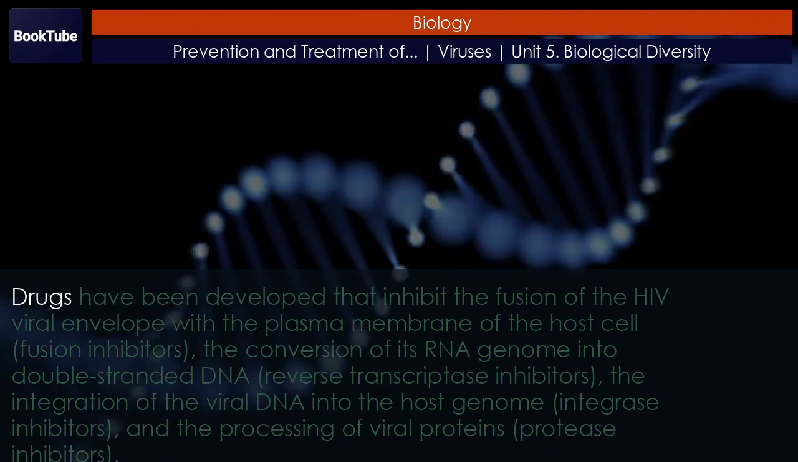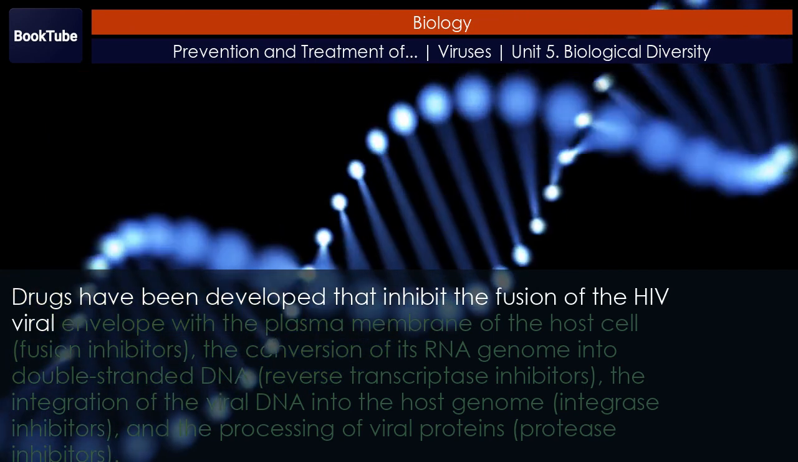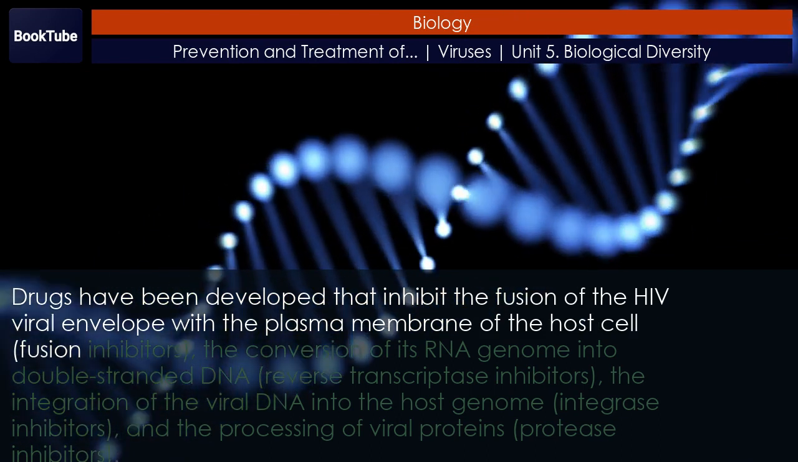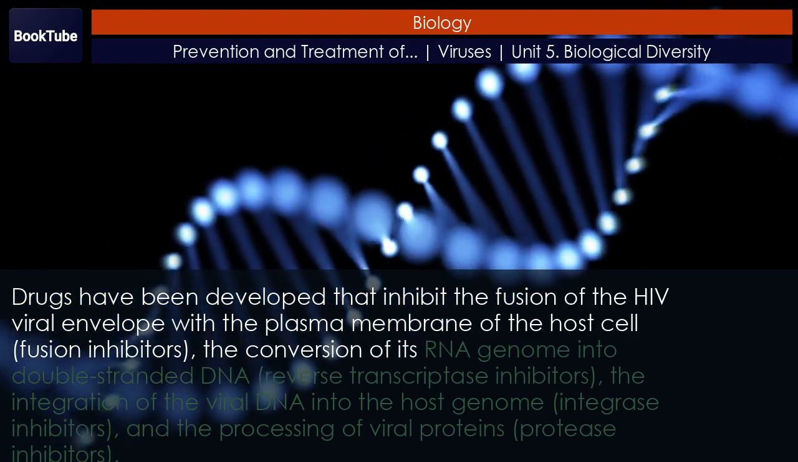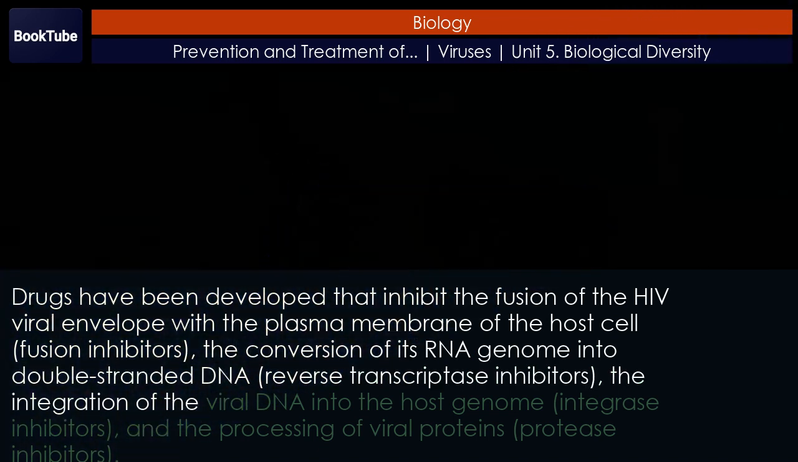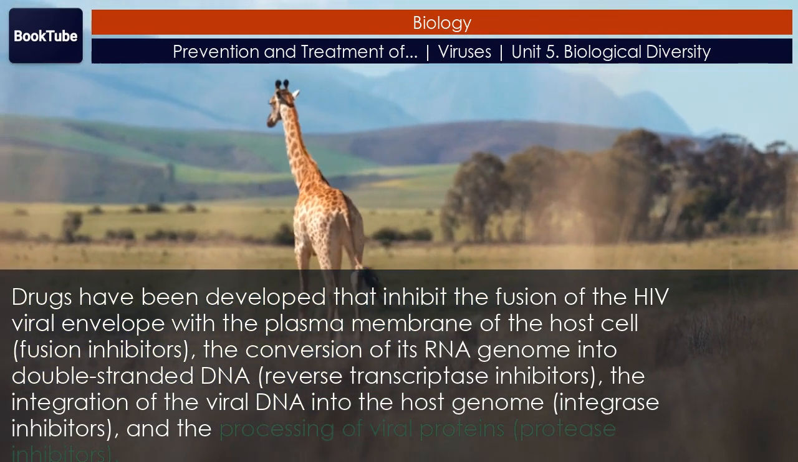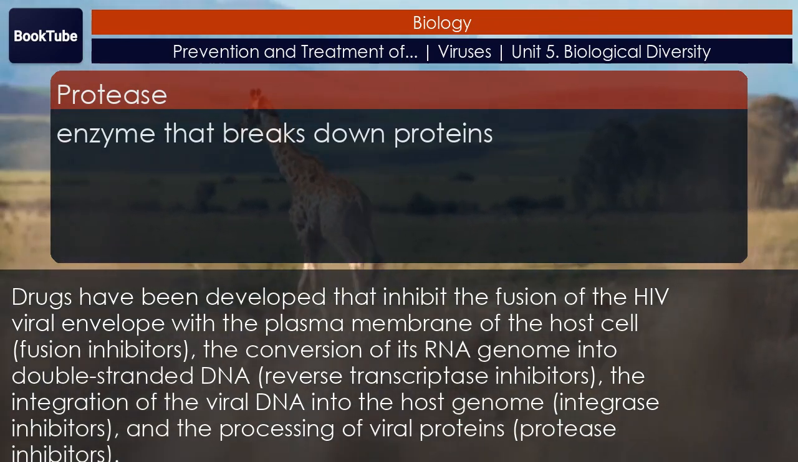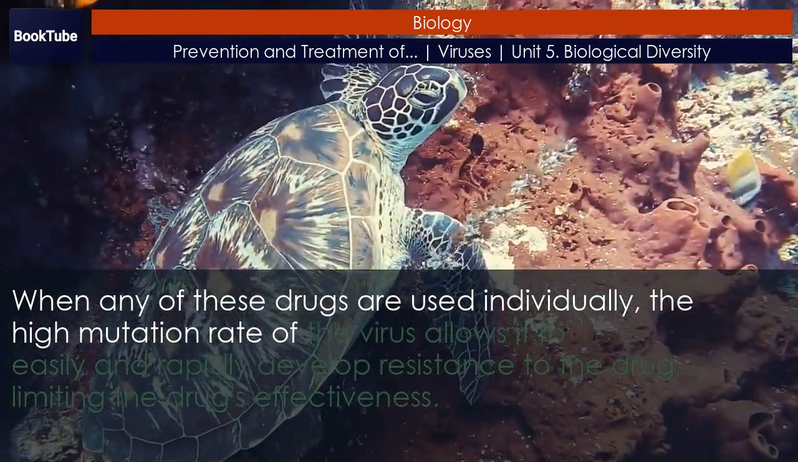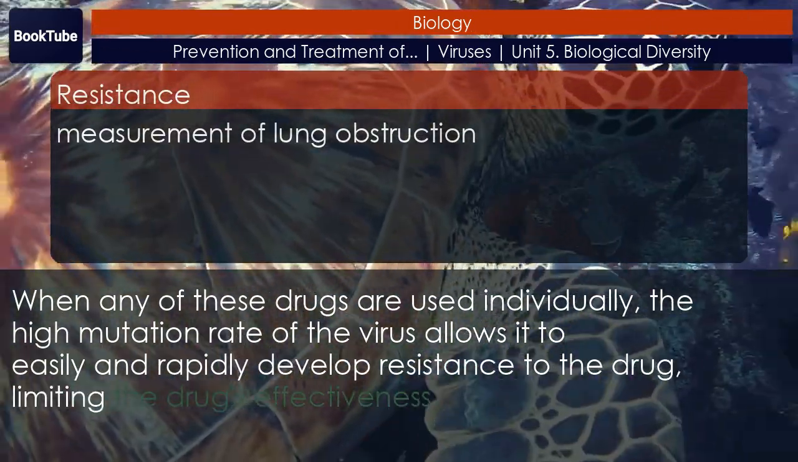Figure 4. Drugs have been developed that inhibit the fusion of the HIV viral envelope with the plasma membrane of the host cell, fusion inhibitors; the conversion of its RNA genome into double-stranded DNA, reverse transcriptase inhibitors; the integration of the viral DNA into the host genome, integrase inhibitors; and the processing of viral proteins, protease inhibitors. When any of these drugs are used individually, the high mutation rate of the virus allows it to easily and rapidly develop resistance to the drug, limiting the drug's effectiveness.